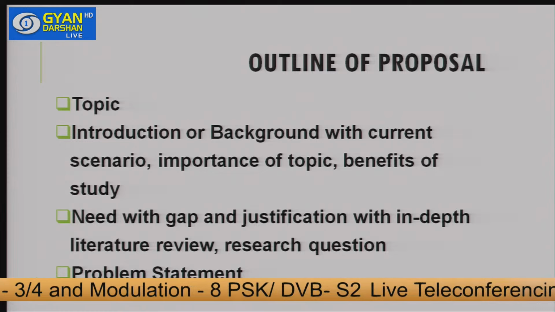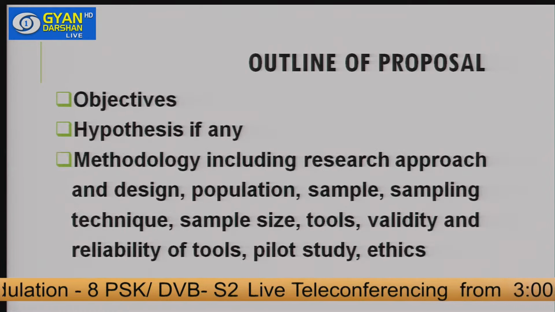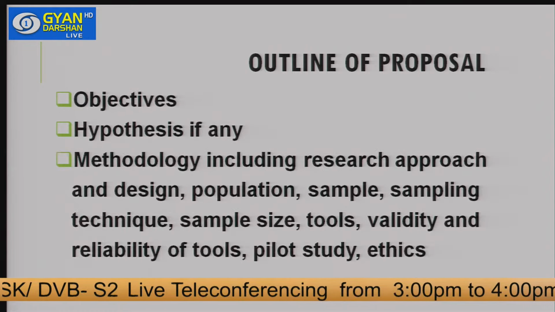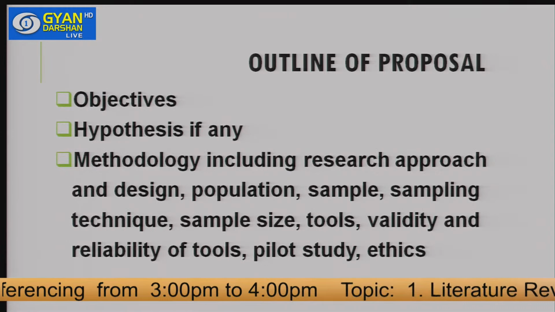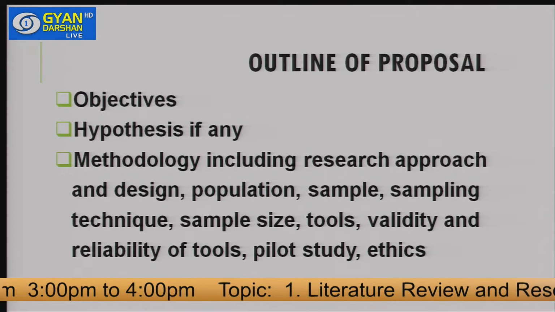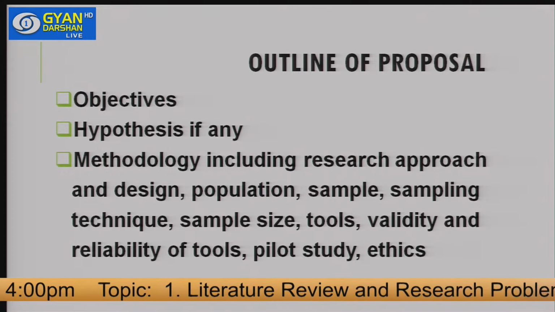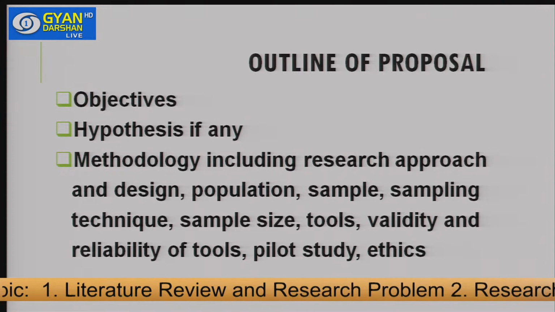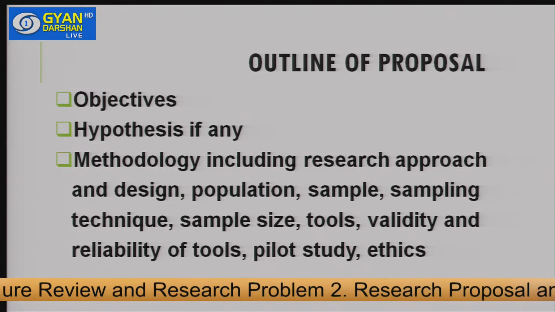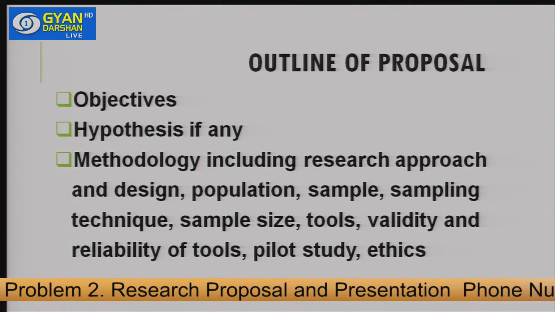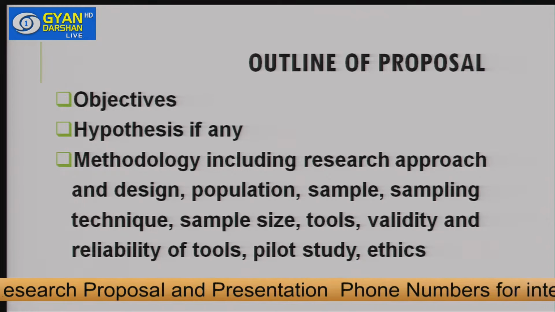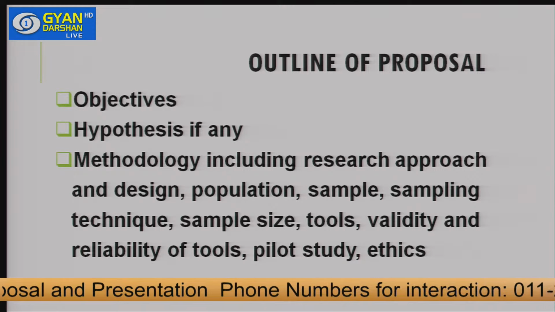Then you have to write the problem statement, identify the variables, and write objectives. Do not write 10 to 15 objectives which you will not be able to achieve. It's very important to have limited objectives because you are a single researcher, if you are doing it alone. You have time limitations, you have funding limitations. So do a study which is feasible, time bound, and has selected objectives.